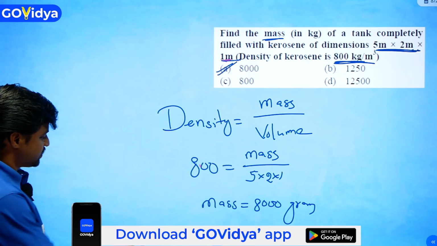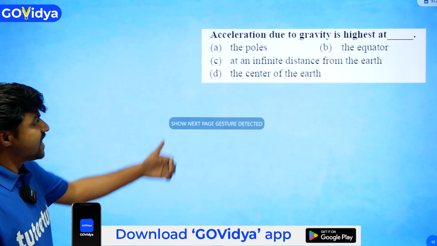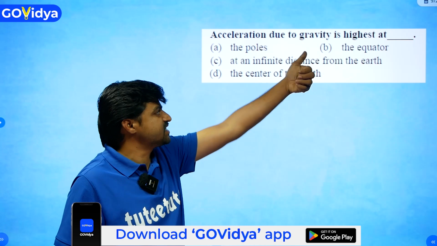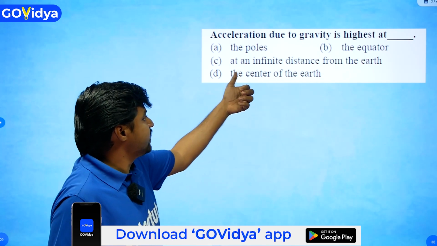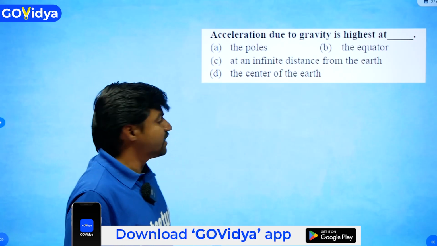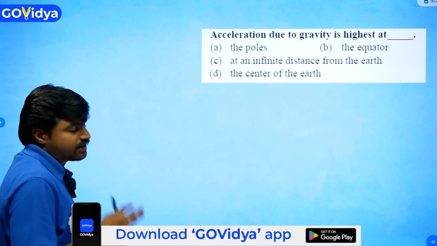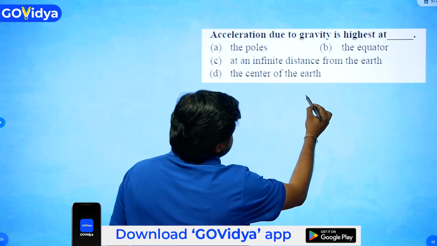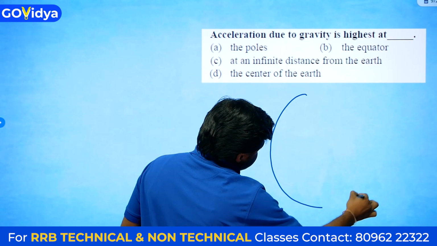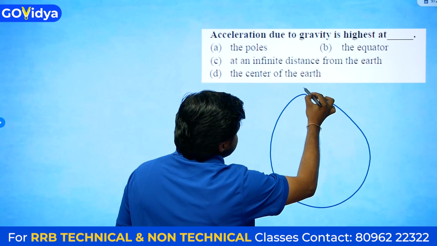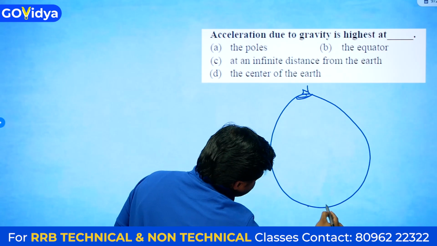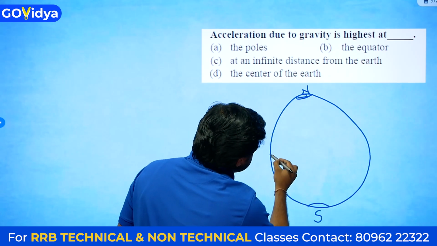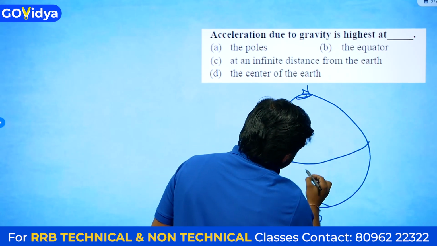Okay, next question. The acceleration due to gravity is highest at poles, or at the equator, or at infinite distance from the earth, or at the center of the earth. Let us say this is the earth. This is the north pole. This is the south pole of the earth. This is the equator.